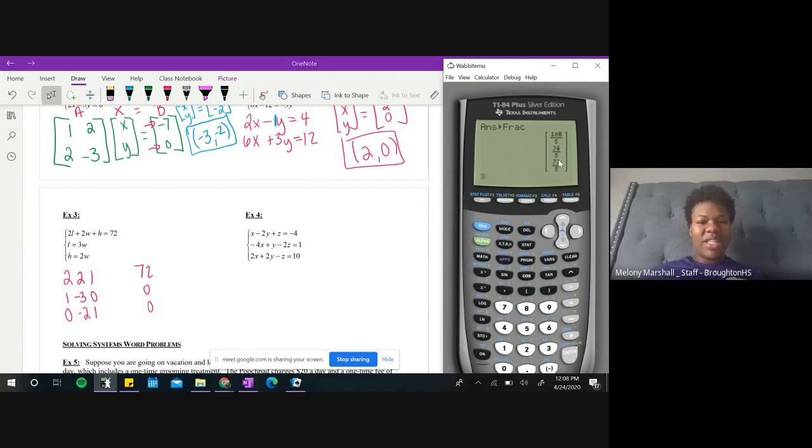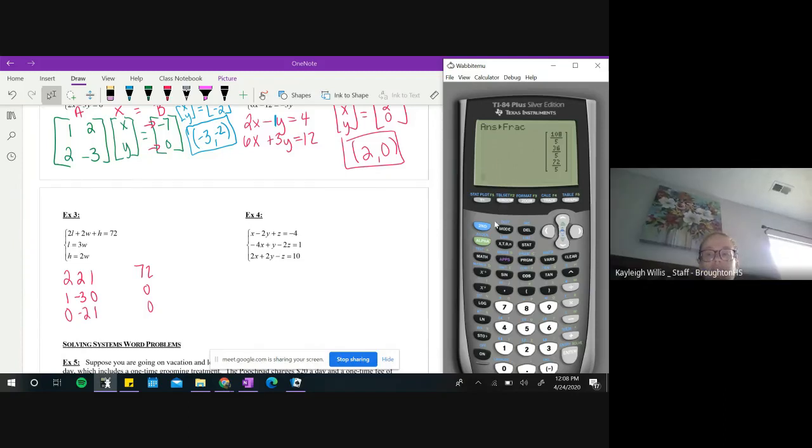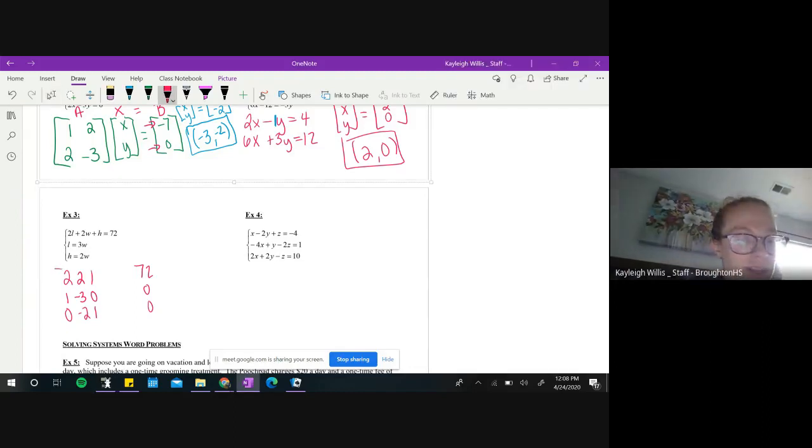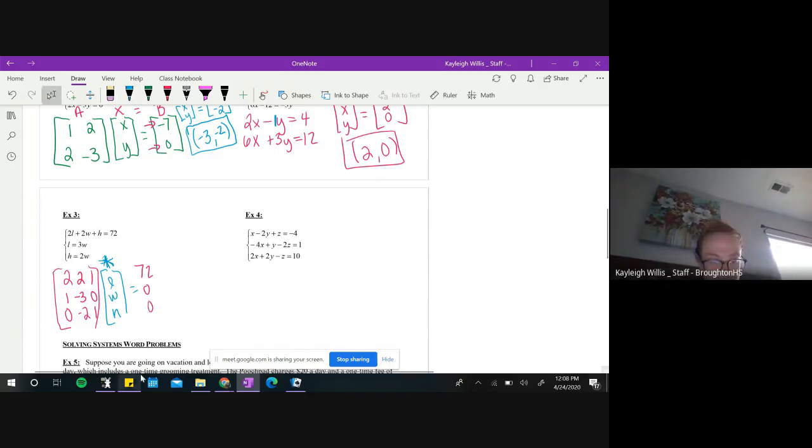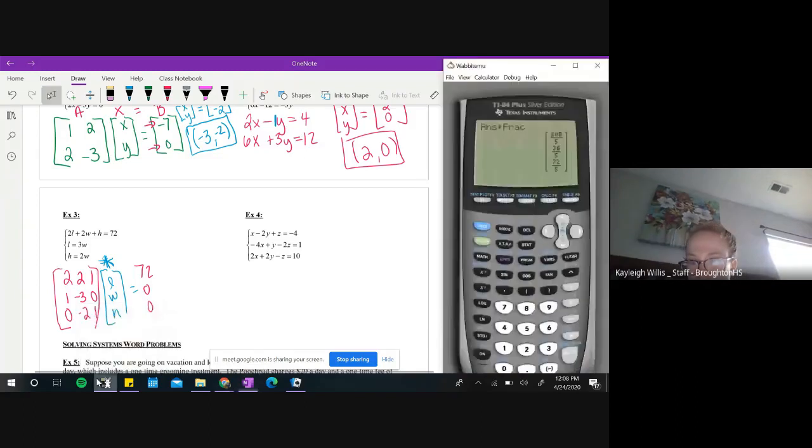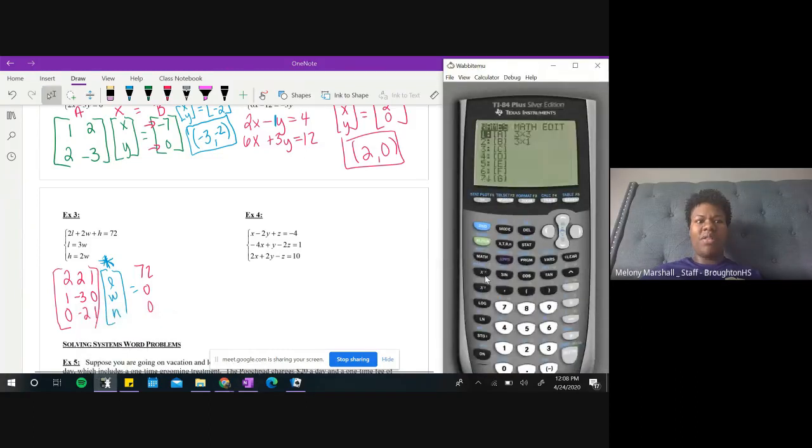Now, is there a way that we can check this? Yes, Miss Marshall. What you can do is, so we found what we found. We got this pink right here times these blue letters equals this. So this is L, W, H. We found this guy, so we can do A times my answer. So let's do that, and we should get 72, 0, and 0.